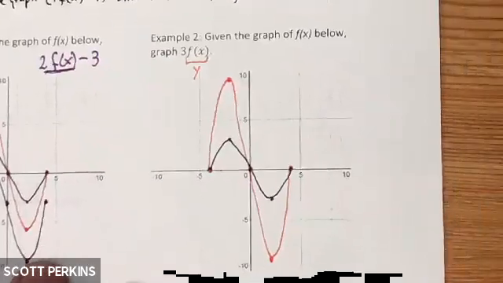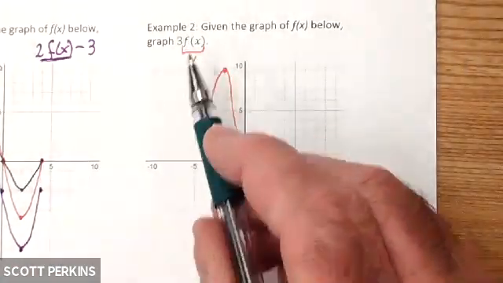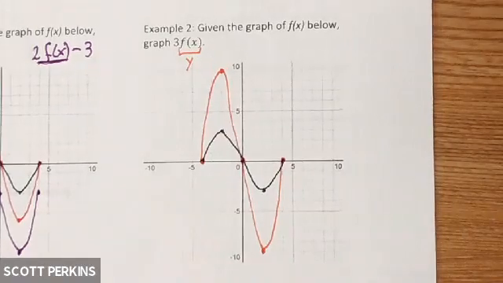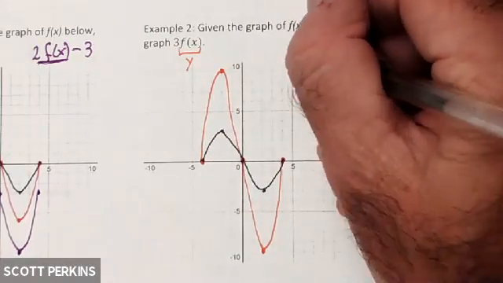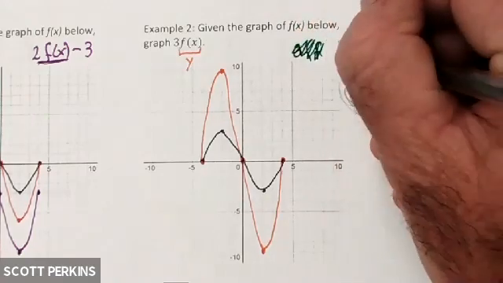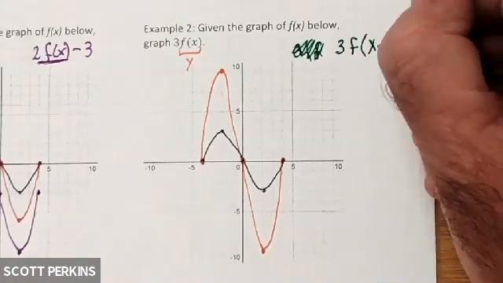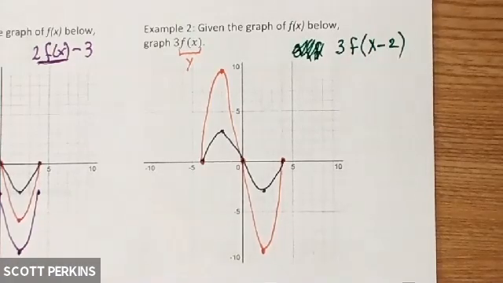So what I would like you to do for example 2, please, is we already did 3 times f of x. So I would like you to now do what 3 times f of x minus 2 would look like. And notice where the minus 2 is. That tells you what to do.